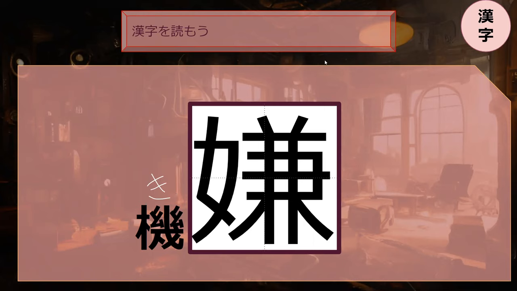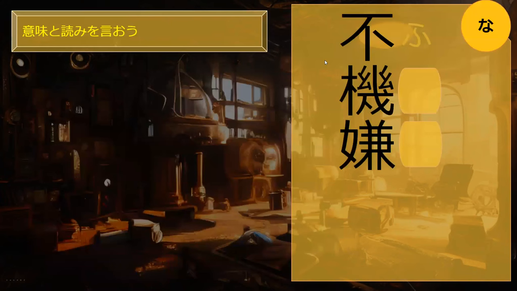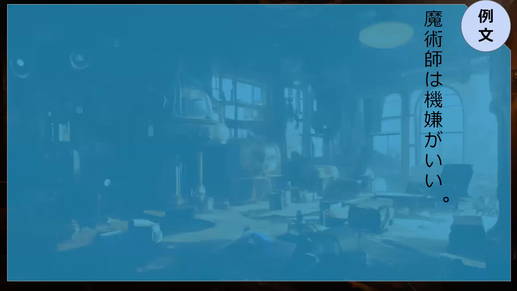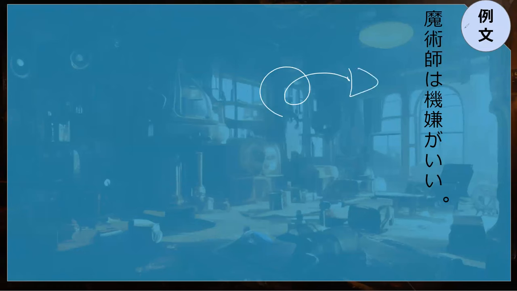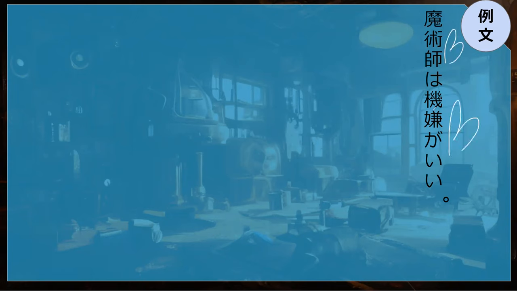Kigen. Can you read this word for me? Fukigen. Perfect. Fukigen. So kigen is your mood. Fu is un, right? So un-mood is a bad mood. Fukigen. Can you read this sentence for me? Mahoutsukai wa kigen ga ii. The magician is in a good mood. Exactly. The magician's in a good mood. Literally, it is: the mood is good, about, we're talking about the magician.